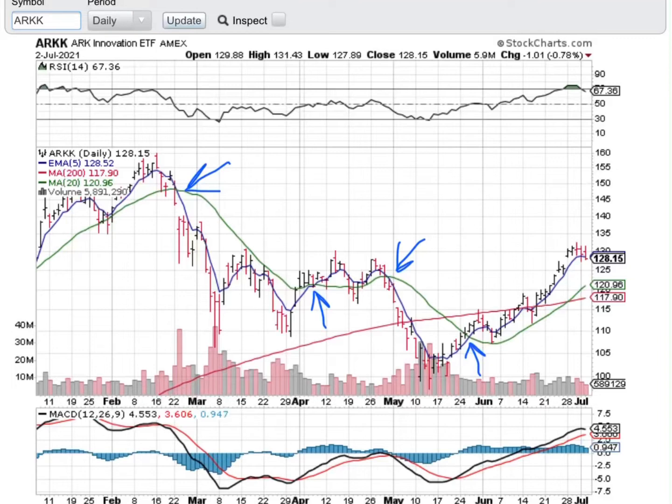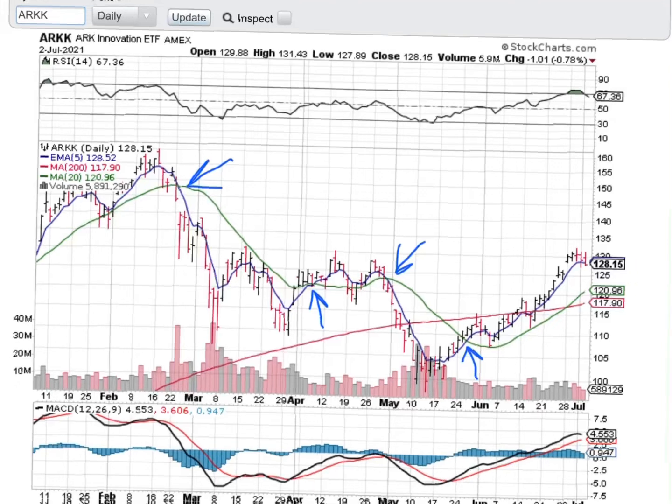But the key is anytime that blue line crosses over the green line, you want to be a buyer because it's in an uptrend and you want to ride that thing up. We're not controlling the stock here. We're just riding the waves.